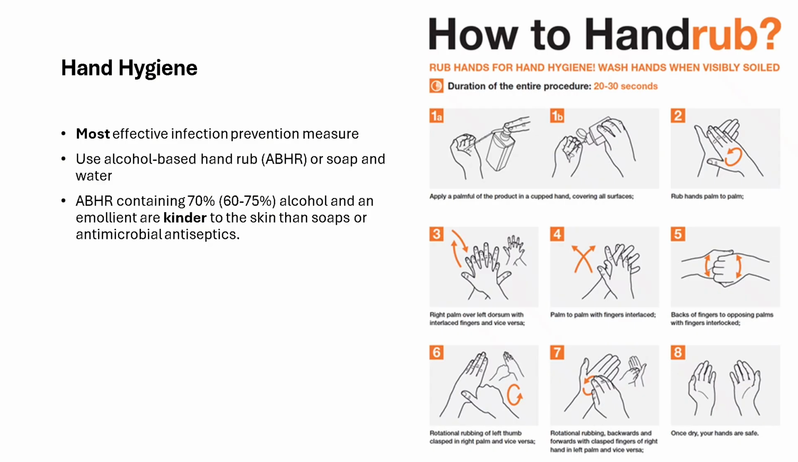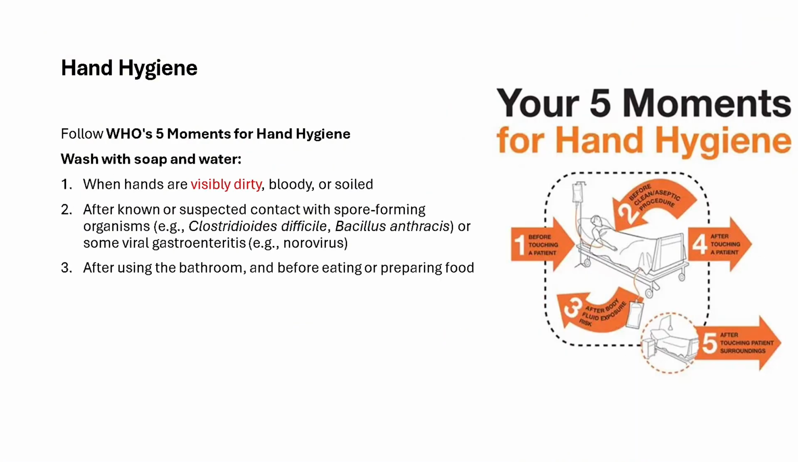Hand hygiene is actually the most effective infection control measure. Alcohol-based hand rubs should be used only when hands are visibly clean. You can reserve washing your hands with soap and water for when your hands are visibly dirty, after coming in contact with a patient suspected to be infected with a spore-forming organism like C. difficile or a gastroenteritis virus, after using the bathroom, and before eating or preparing food. The World Health Organization published 5 moments of hand hygiene, which are important to know for the exam. The key moments are before touching a patient, before an aseptic procedure, after body fluid exposure, after touching the patient, and after touching the patient's surroundings.